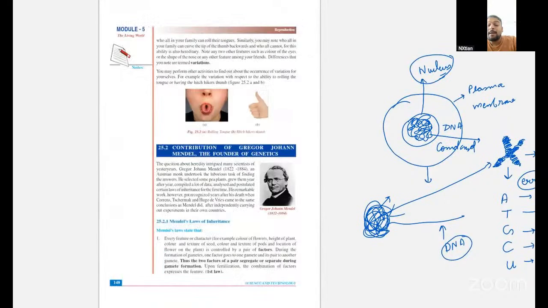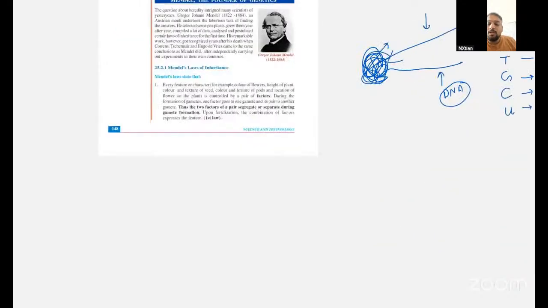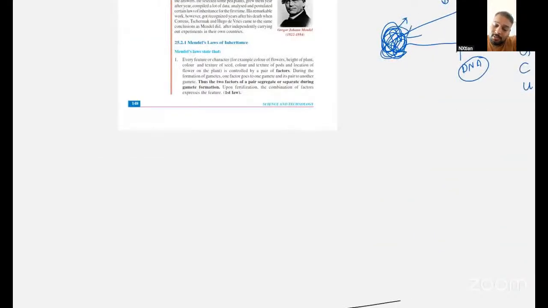Okay, so Mendelian laws of inheritance. Now, this is a big topic that we have to understand. Everyone please pay attention. So we will first understand Mendel. What Mendel did: Mendel took a pea plant, which is called Pisum sativum.